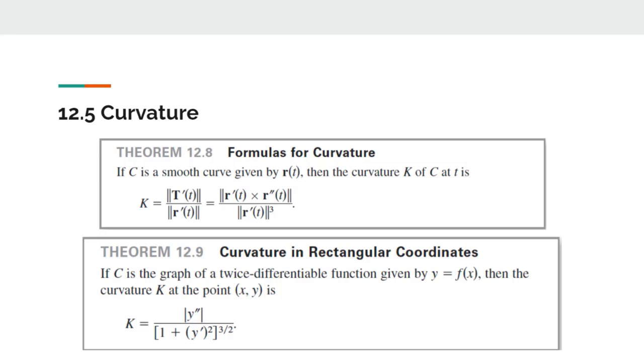So yeah, we have magnitude of, so r prime is like velocity. Yeah, it's just a number. So r prime is velocity and r double prime is acceleration. The cross product of those produces a vector that is orthogonal to both of them. And then we take the magnitude of that, which would give us a number. And then magnitude of r prime of t to the third, that is just this speed raised to the third.